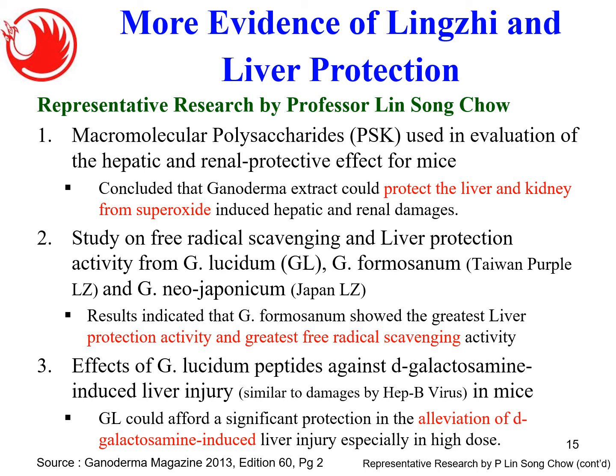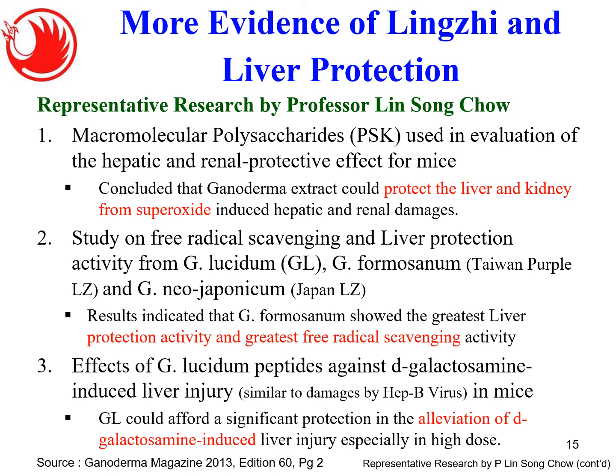The first one, he used the extracted micromolecular polysaccharide to evaluate the hepatic and renal protective effect on mice that have liver damage. He found that the Ganoderma extract could protect the liver and kidney from the so-called superoxide induced hepatic and renal damage, meaning they purposely induced damage to the mice's liver, and then used micromolecular polysaccharide to evaluate the effectiveness.